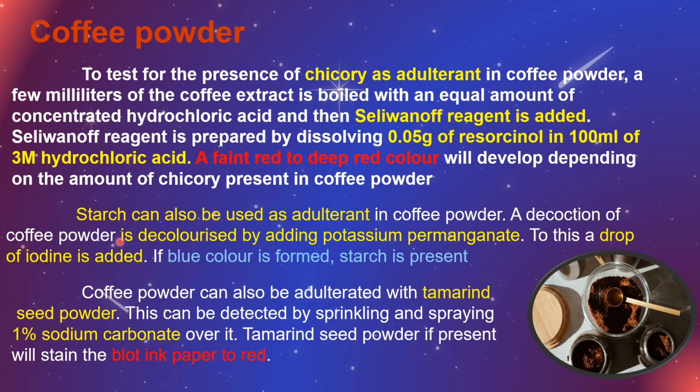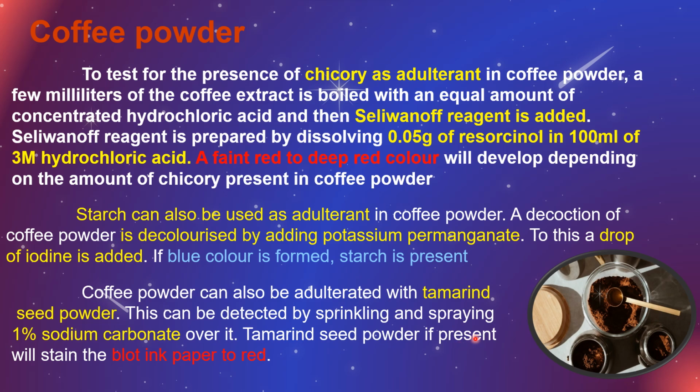Another adulterant can be starch. As we've seen earlier, it can be identified using iodine solution. But we cannot directly use iodine solution because the coffee itself is brown color, and we cannot see any blue color in that. So first the coffee extract is decolorized by adding potassium permanganate, and after that if we add iodine, we can see the formation of blue color, and we know that starch is there.